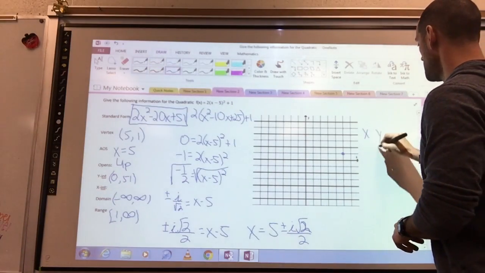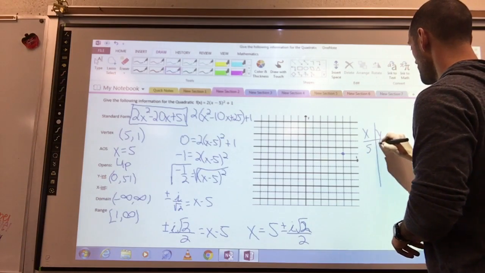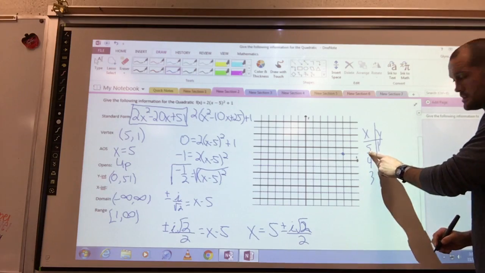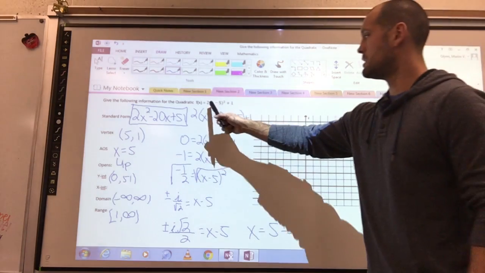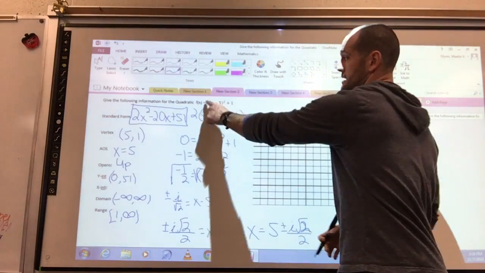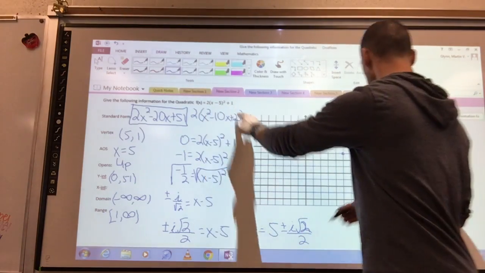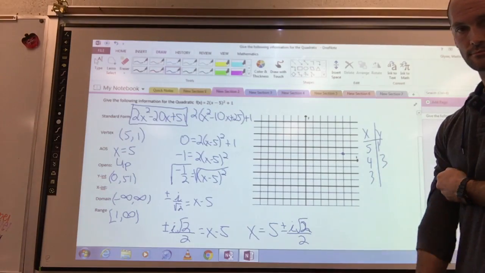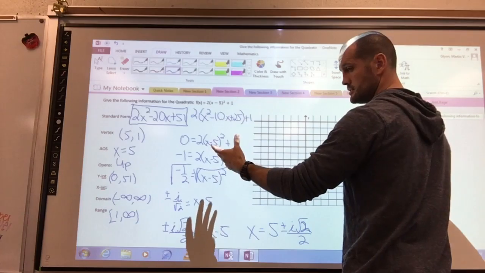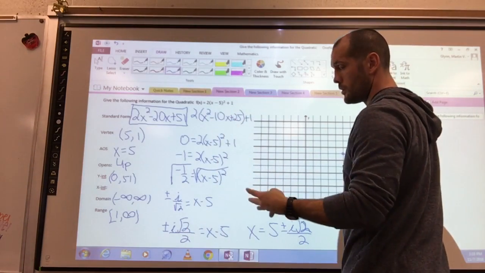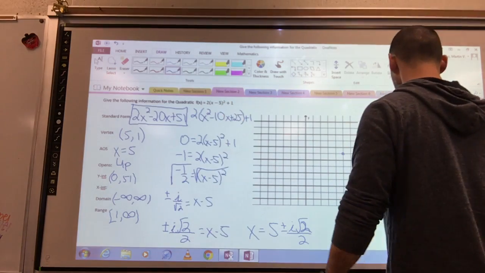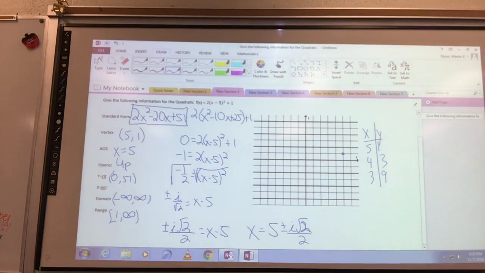For my table, if my vertex is 5, 1, I'm just going to walk away from my actual vertex. Plug in 4 to the original. 4 minus 5, negative 1. Negative 1 squared, 1, times 2, 2, plus 1, 3. Plug 3 in. 3 minus 5, negative 2. Negative 2 squared, 4. 4 times 2, 8, plus 1, 9. So you'll see this will go off the graph pretty quickly.